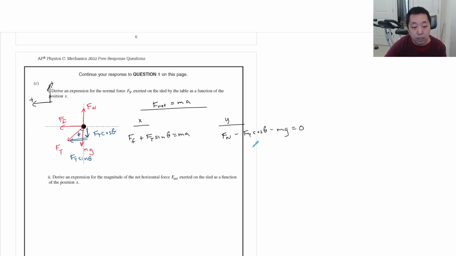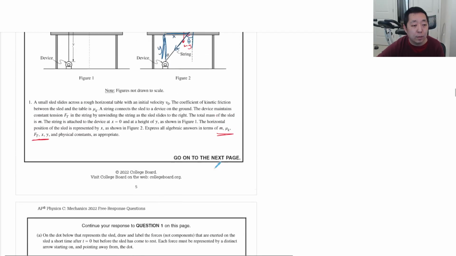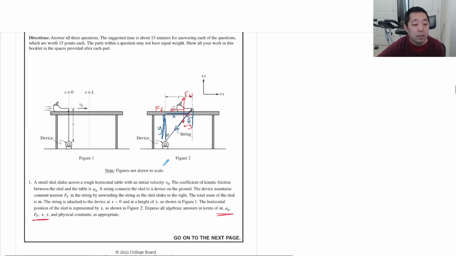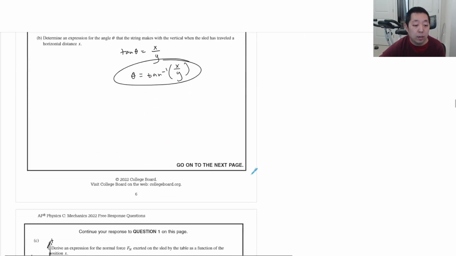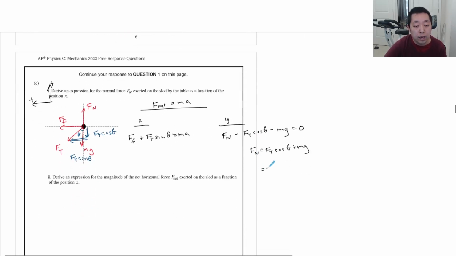It's only accelerating horizontally. So here I'm going to get Fn is equal to Ft cosine theta plus mg. Now, I have to figure out what cosine theta is, because I'm not allowed to use theta in my answer, right? So if this is theta, what is cosine of theta? It's adjacent over hypotenuse. What's the hypotenuse? Just Pythagorean theorem, right? So therefore, cosine of theta has to be the adjacent over the hypotenuse, like that. So I'm going to change this to equals Ft.